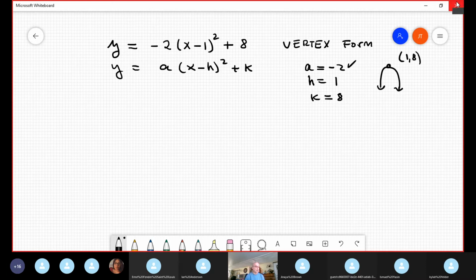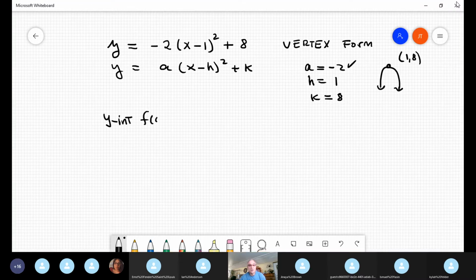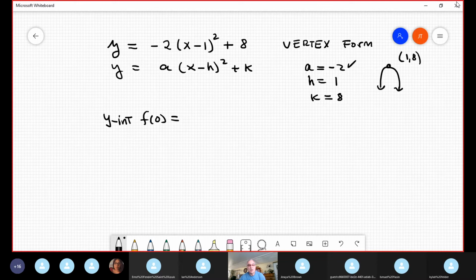We continue. In order to find the y-intercept, you evaluate the function at 0. In other words, replace x with 0 to say -2(0 minus 1) squared plus 8. 0 minus 1 is -1. -1 squared is +1. +1 times -2 is -2, plus 8. The answer is 6. And the point is 0, 6. This is the y-intercept.